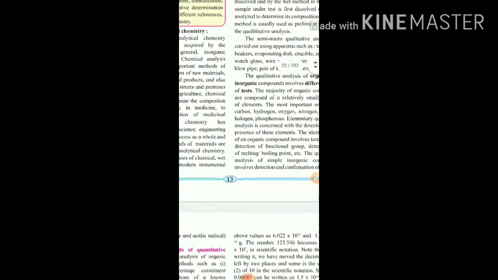So whether they are present or absent in a given organic compound, we are going to discuss in the qualitative analysis of simple inorganic compounds. This simple inorganic compound analysis involves detection and confirmation of cationic and anionic species, or what we call basic and acidic radicals also. We have to check by that method whether they are present or not.